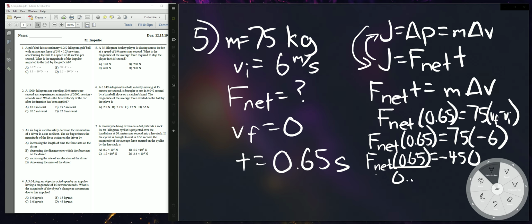And then you divide by 0.65 on both sides. Alright, so divided by that, you're going to get somewhere. Let me just look at the answer choices. 690. Yep, 690, most likely answer. Let me just make sure on my calculator. Yeah, 690, somewhere around there. C.